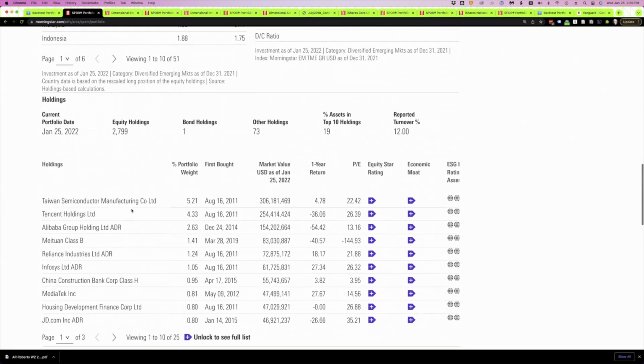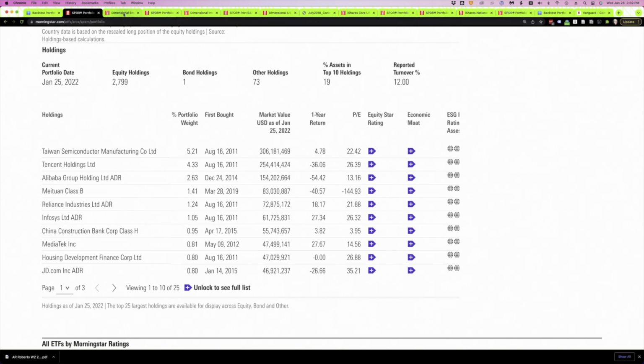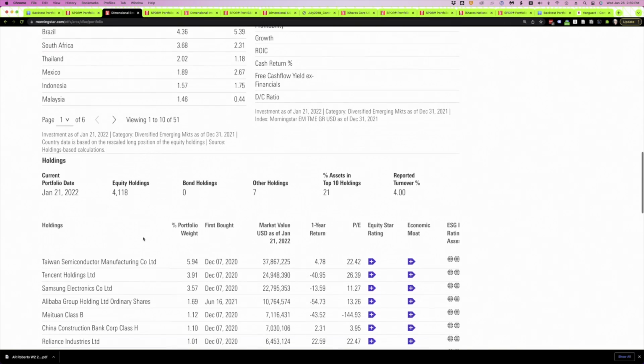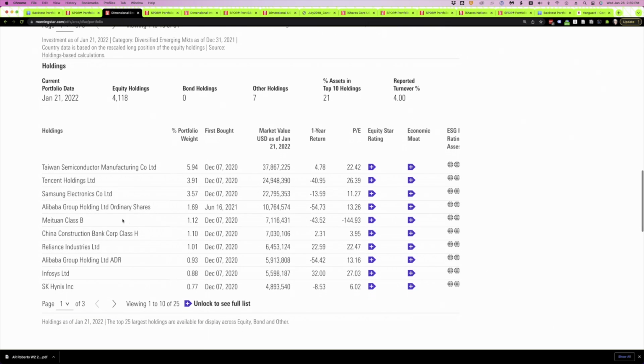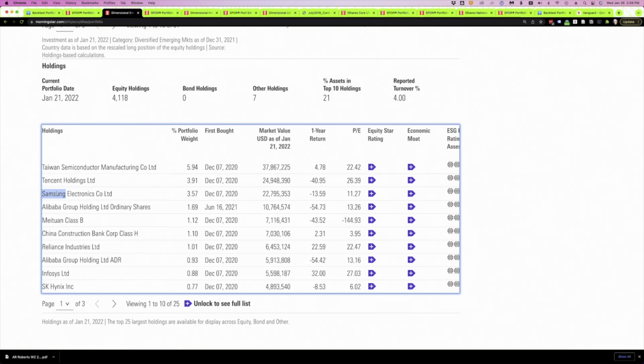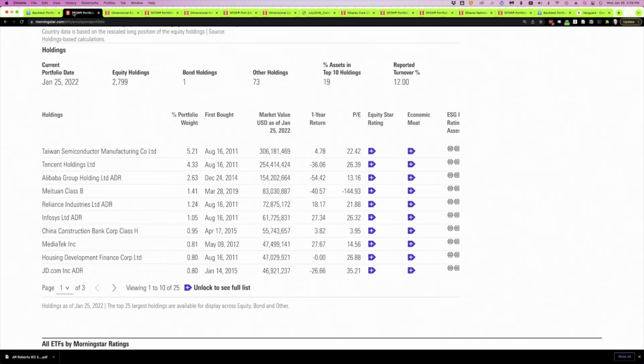When we look at their top 10 holdings, they're very, very similar. Because there's South Korean exposure here, you have a company like Samsung. But when you look at this list, it's very similar to the SPDR list. And so this is an example of a fund where I say, I'm not sure why we have both of these in the portfolio. Just pick one. That would be my view.